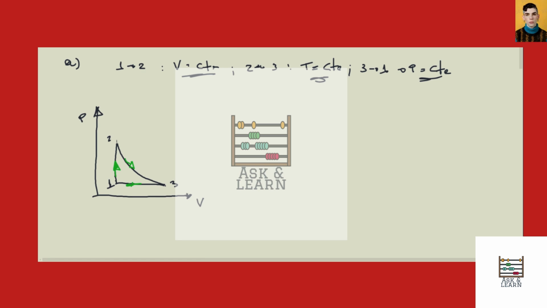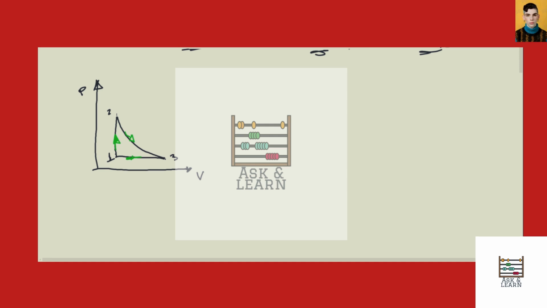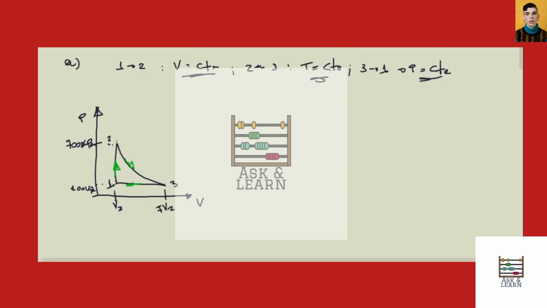Okay, so we have the values here. We know that this volume is V2 and this volume is 7 V2. We know that this pressure is 100 kilopascal, and this pressure here is 700 kilopascal. So this is the PV diagram.